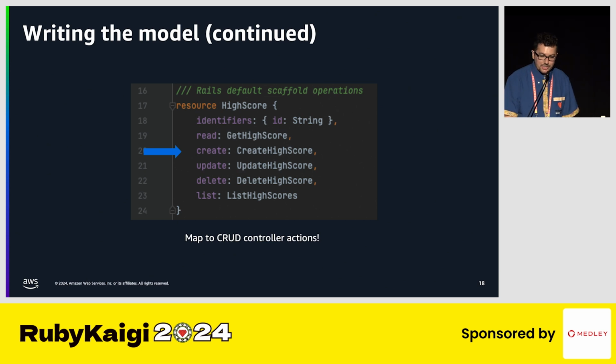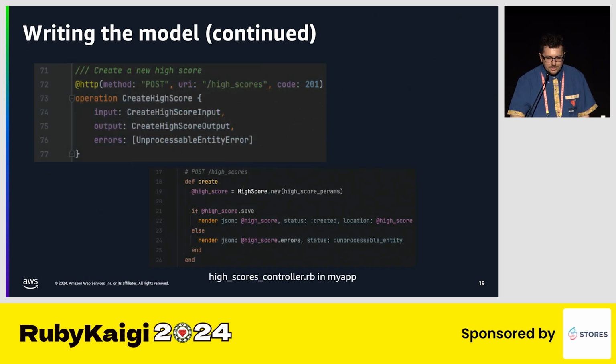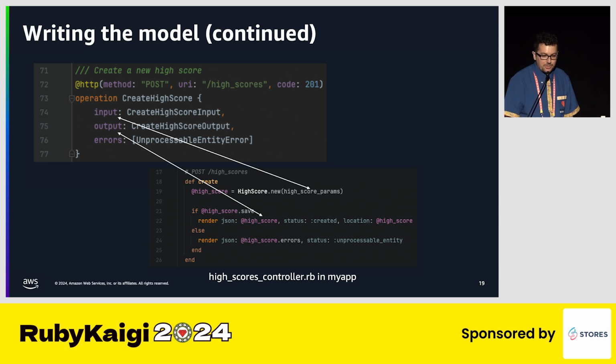Let's focus on create high score as an example. Here's the create high score operation. Create high score should be a post against the high scores URI. It has both an input and output shape, as well as a list of potential errors that might be raised. We can map our input to the same as our high score params in our Rails controller. Our output will be a serialized version of the high score model as JSON.